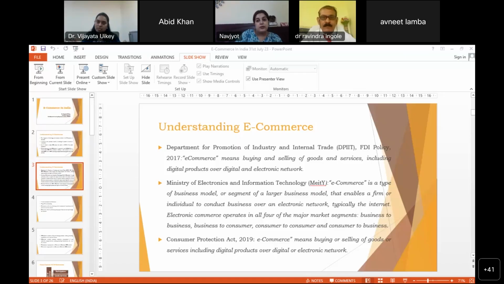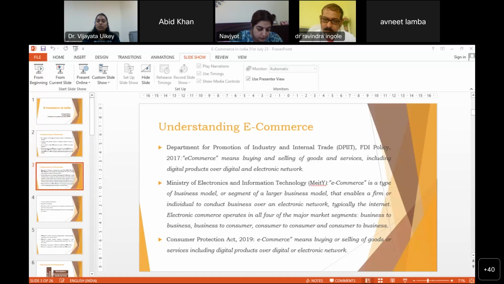Yes, no concrete definition is there. The definition is an inclusive one. Three factors are very common in the e-commerce definition, that is selling and buying of goods, services, including the information also. So these elements are there in e-commerce. Now the Department for Promotion of Industry and Internal Trade, FDI policy 2017, tries to define e-commerce as buying and selling of goods and services, including digital products, over a digital and electronic network.